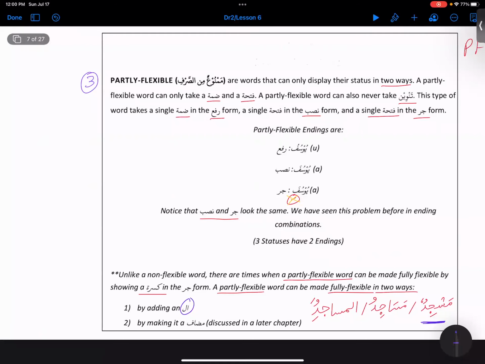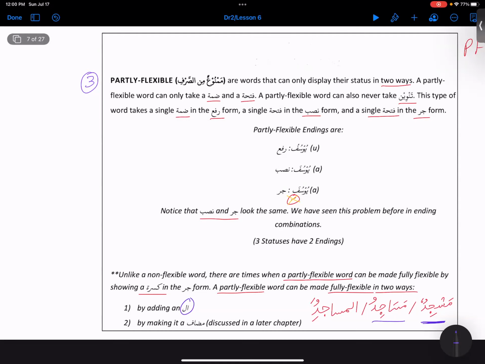But now if I want to make it dual, no problem, masjidan, right? When it comes to plural, can I use masjiduna, masjidina? No. Because this is not a person, right? So then what is going to happen? It is going to have an irregular plural, and that is the word masajidu.